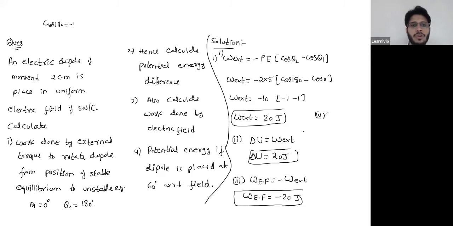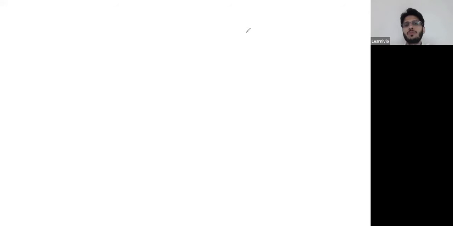Part 4. The last part is you need potential energy if dipole is placed at 60 degree with respect to field. So if dipole is placed at 60 degree, then potential energy is minus of PE cos 60. So potential energy is minus of P is 2, E is 5, cos 60 is half, gets cancelled out. So potential energy is minus of 5. So that was about potential energy of dipole in uniform electric field.